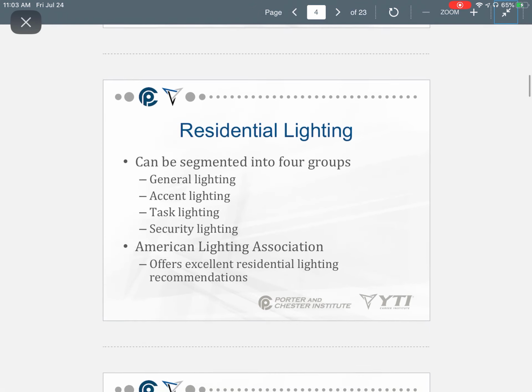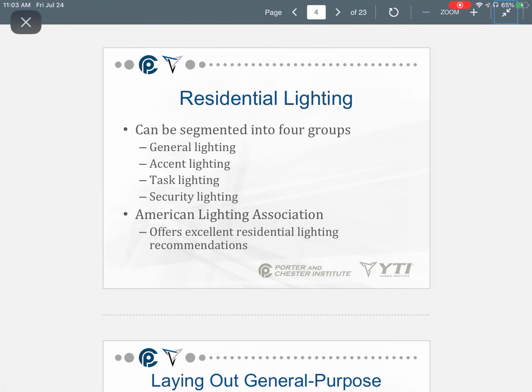So as I just said a moment ago, we could categorize lighting into four groups. General lighting, so your general overhead lighting that you would use to light rooms and so forth. Accent lighting. Accent lighting would be used to focus attention on certain things, maybe a feature wall or artwork or something of that nature. Light that's going to be pointed in a directional way.